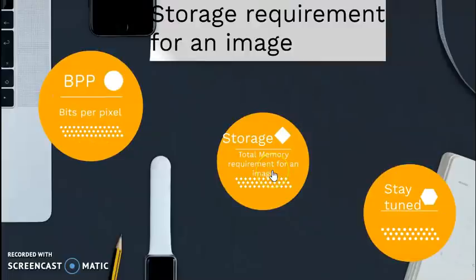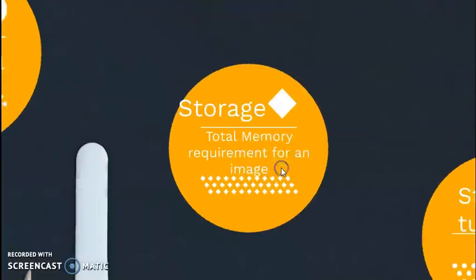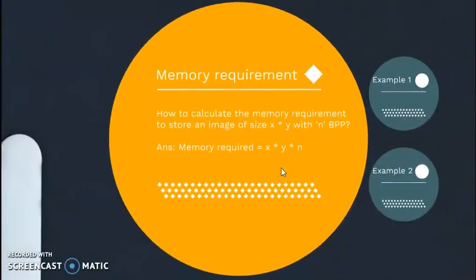Okay. Now, if you know BPP very clearly for a monochrome, for a grayscale, for an RGB color display, we will see how to store it. That means what is the storage requirement for any image that is given to us. What is the memory requirement for an image? The problem is how to calculate the memory requirement to store an image of size x cross y. X is the number of columns, Y is the number of rows. So basically this is the resolution of the image with n BPP, that means n bits per pixel is given to you.